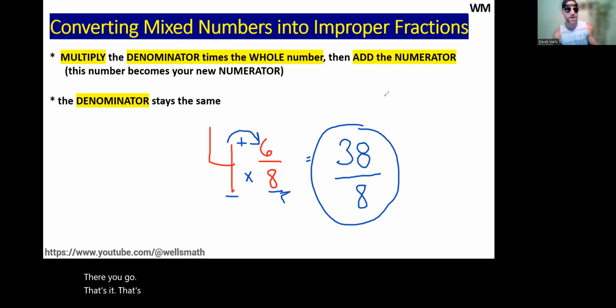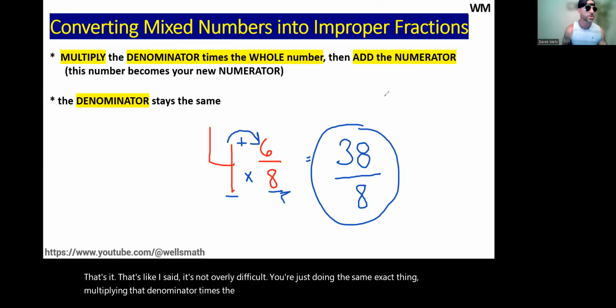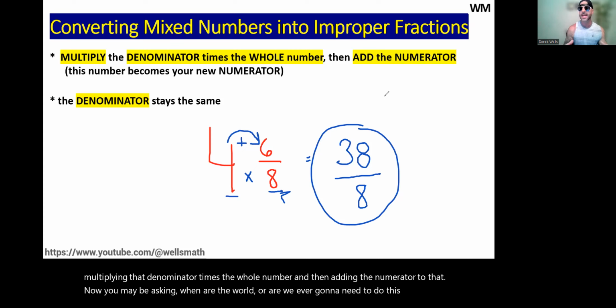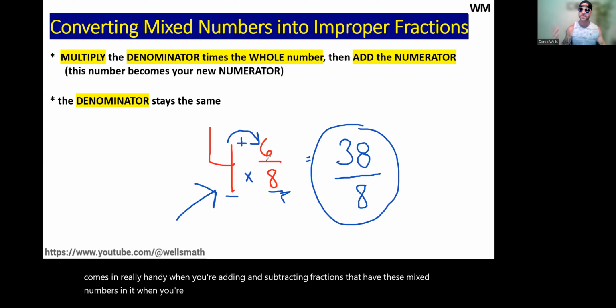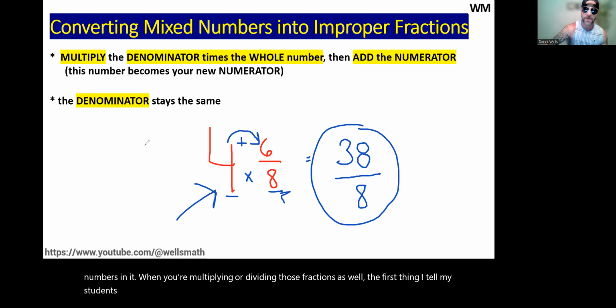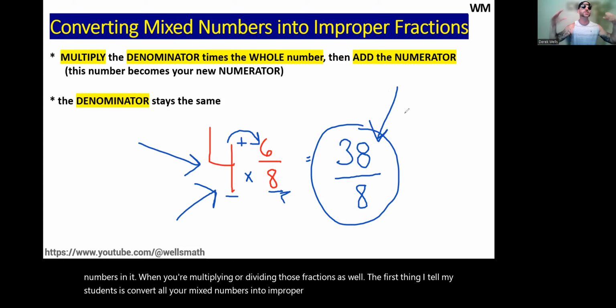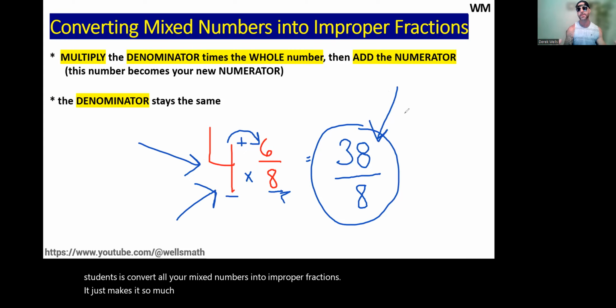Like I said, it's not overly difficult. You're just doing the same exact thing, multiplying that denominator times the whole number and then adding the numerator to that. Now you may be asking, when in the world are we ever going to need to do this? Well, this comes in really handy when you're adding and subtracting fractions that have these mixed numbers in it. When you're multiplying or dividing those fractions as well, the first thing I tell my students is convert all your mixed numbers into improper fractions. It just makes it so much easier when you do that, okay?